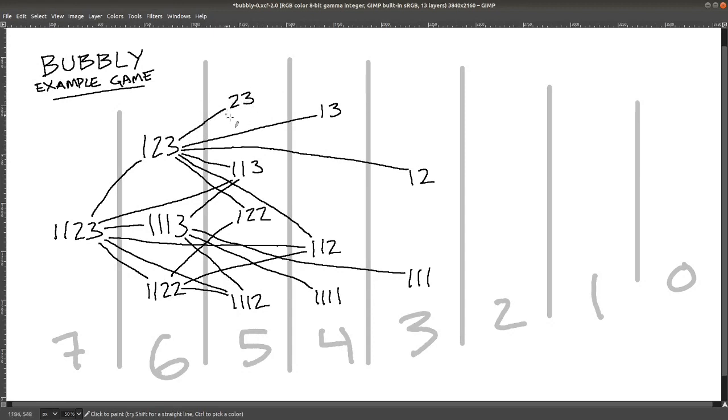All right, 2, 3, you can remove 1 bubble to get 1, 3, or 2, 2. You can remove 2 bubbles to get just 3. Or 2, 1, which is the same as 1, 2. Or remove 3 bubbles to get just 2. Okay, and we'll just keep doing all the rest of these.